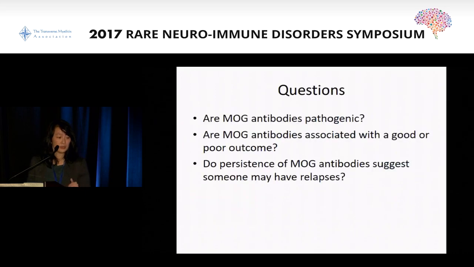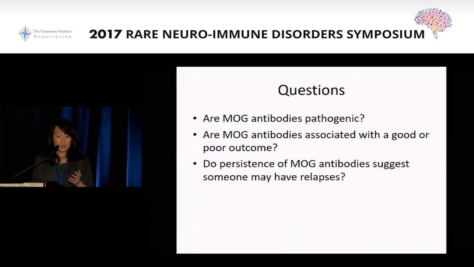So what do we do with this information? I think it's generating a lot more questions as much as it's giving us answers. And the things that we're asking right now is, are these antibodies pathogenic? We know that aquaporin 4 in NMO is very predictive of future relapses and will lead somebody to be on treatment. Is it the same way for MOG? And then are MOG antibodies associated with a good or bad outcome?